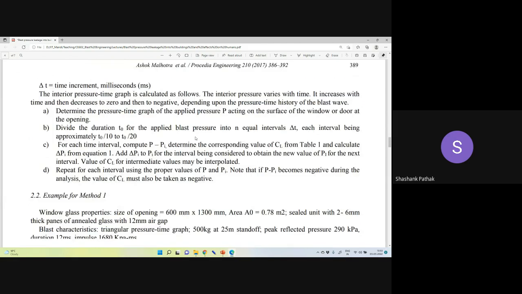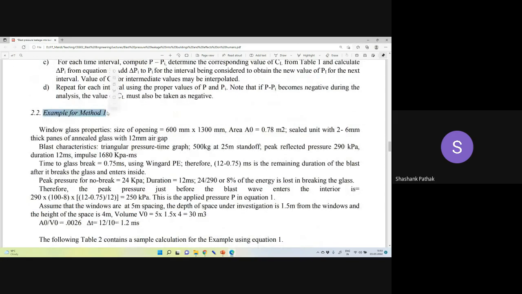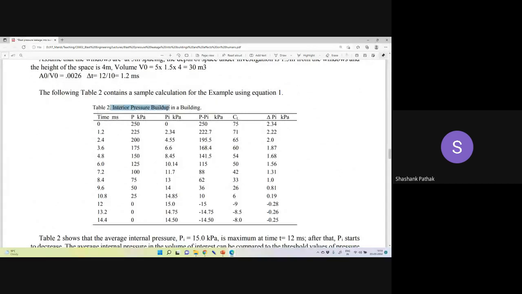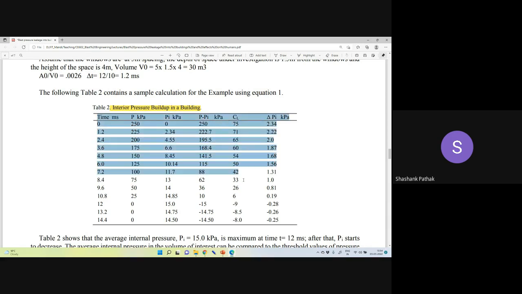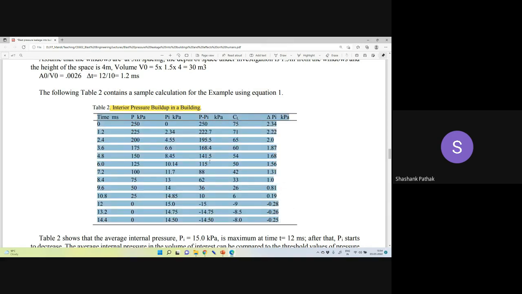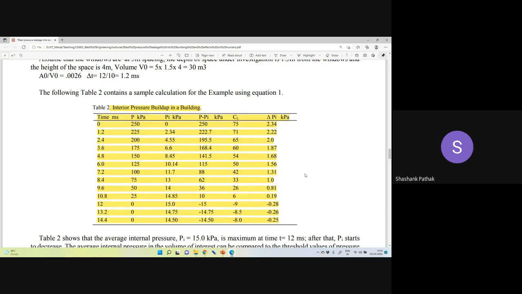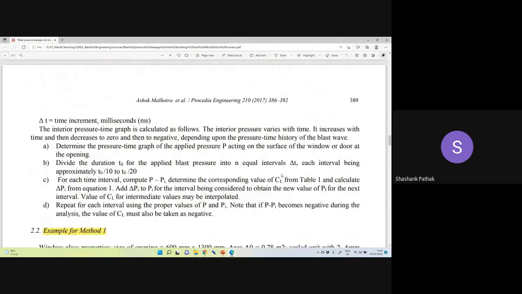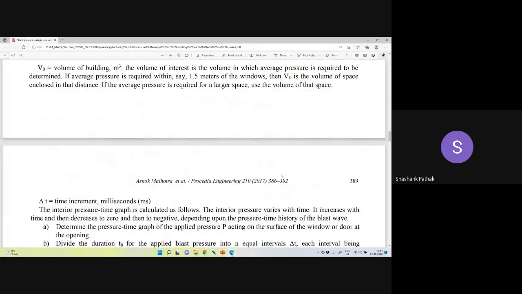Once you do that, using this example that has been explained here, you can generate the interior pressure inside the building. This is very straightforward, and maybe you can very easily match your data with these results. Your code output can be validated with respect to this data. So it is not difficult. You simply go and read this highlighted portion and you will understand very easily. Just follow the slides and the process.